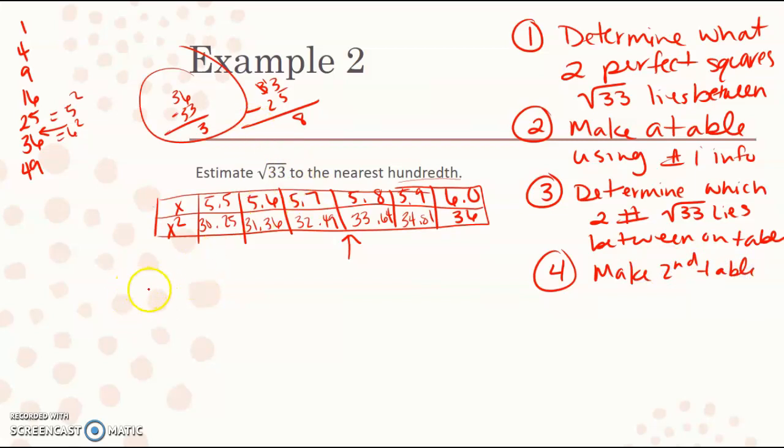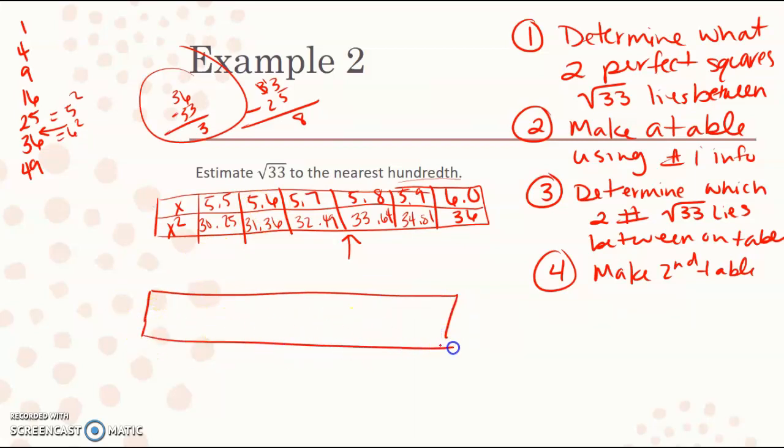So on my second table, I probably should have gone bigger than that. We're still doing x and x squared. That was actually a pretty good line. Proud of myself there. Alright, so now I have to decide what half. Am I closer to 5.7 or 5.8? So I'm going to figure that out by taking 33 minus 32.49.